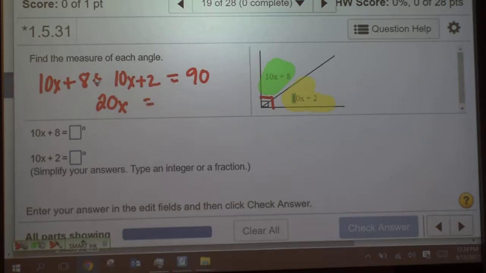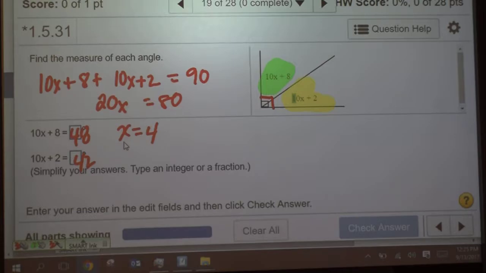I'm going to subtract the 8 and the 2 from 90 at the same time, so it gives me 80. So x should be 4. Then 10x plus 8 is 48, and 10x plus 2 is 42. And those do combine to give me that 90.